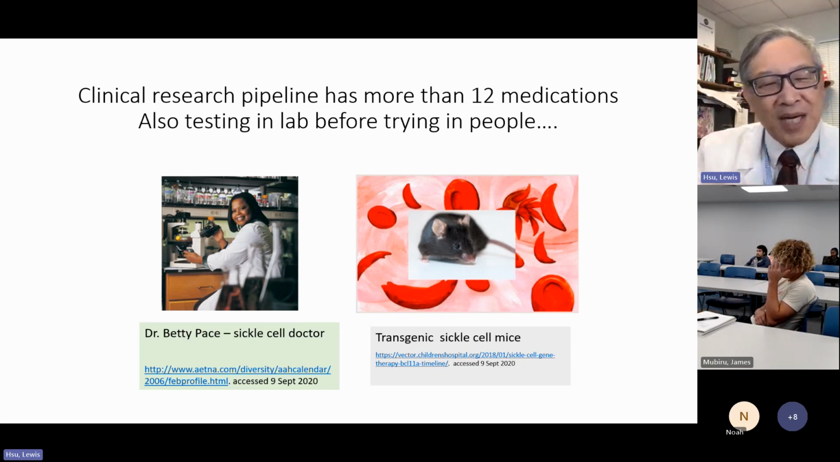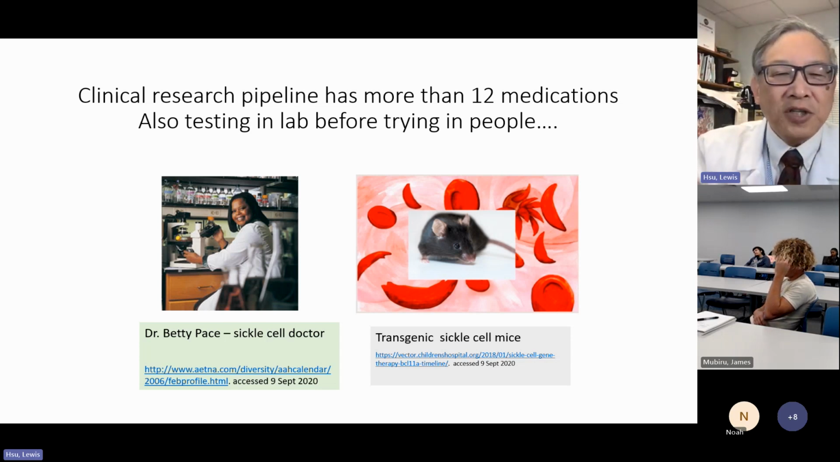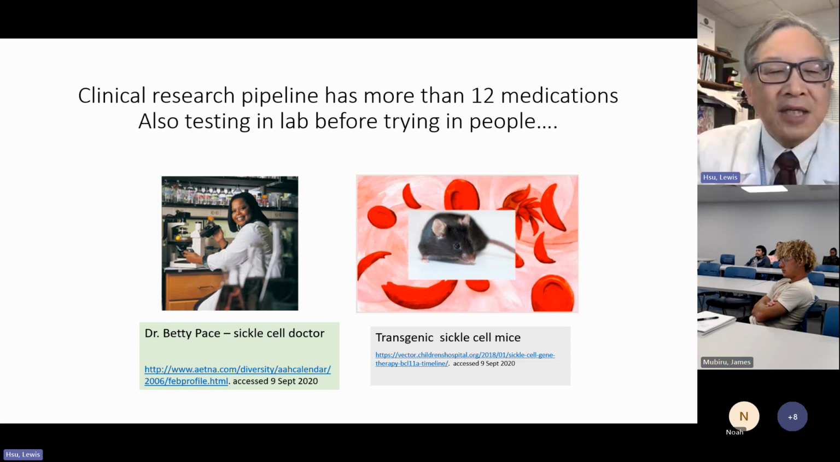And they're getting tested in mice, they're getting tested in lab, and then they finally get tested in people. So there's many, many more besides these 12 that are being tested in laboratories, such as with Dr. Betty Pace, getting tested in mice.